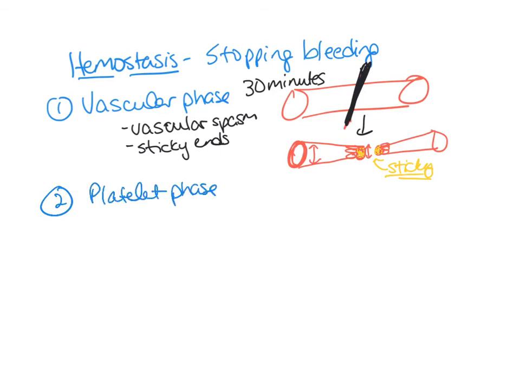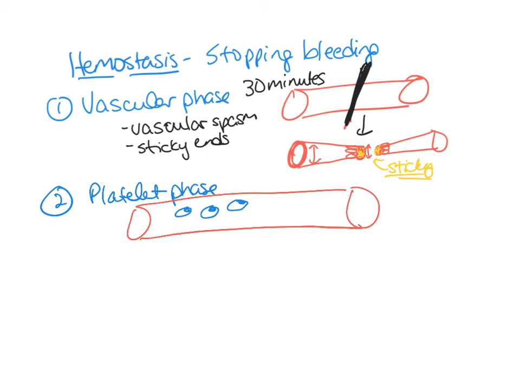Now remember what those platelets are. Those platelets are little fragments of that megakaryocyte, right? So those platelets are normally just floating around in the blood like they're supposed to. And let's just say that we got a cut right through there. And we ended up getting a little bit of a vascular spasm and sticky ends. Okay, so we get vascular spasm right like that. And then the ends get really sticky, like I told you they would, right?